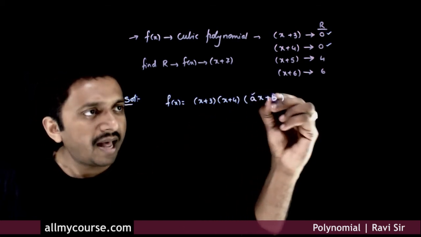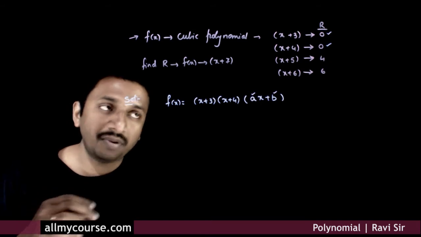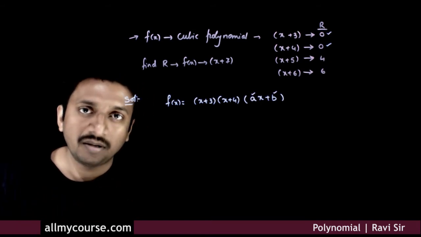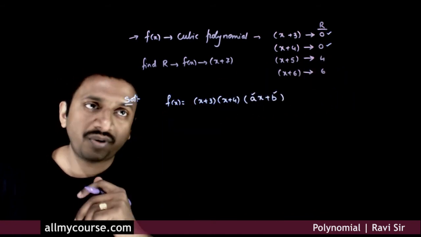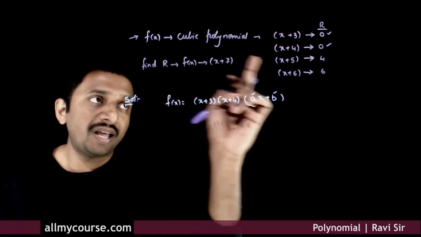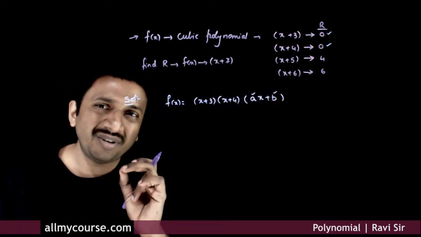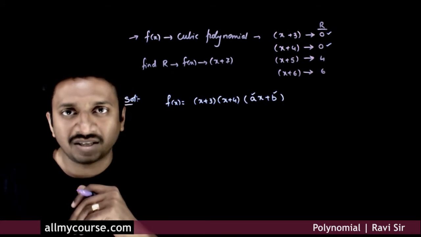Now I am having 2 unknowns. If I can find 2 equations and solve them, I can get these numbers. So 2 pieces of information are left now. So first, when f of x is divided by x plus 5, the remainder is nothing but f of minus 5. So let us put x is equal to minus 5.